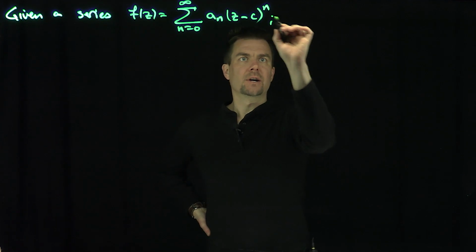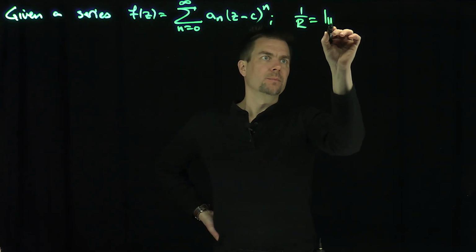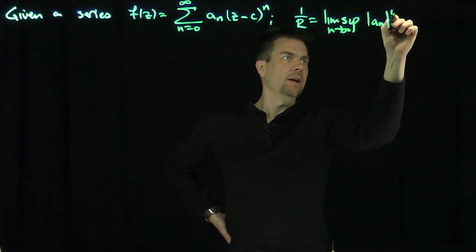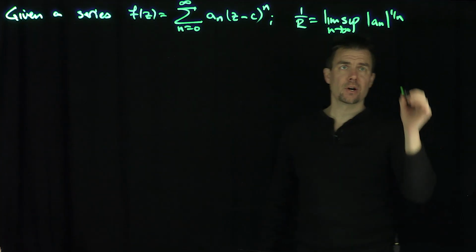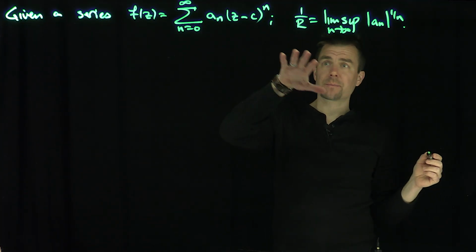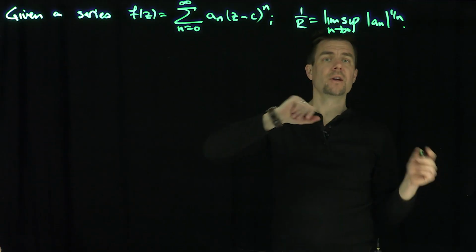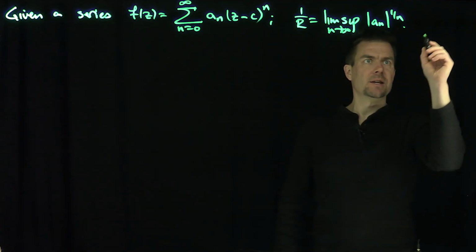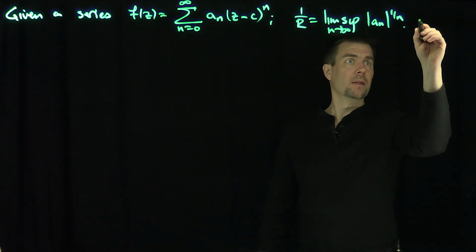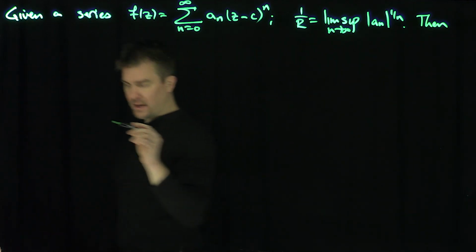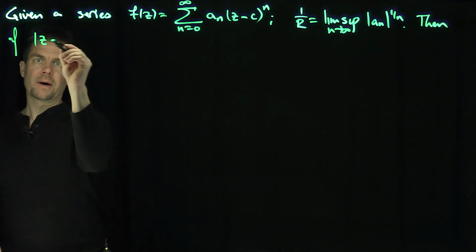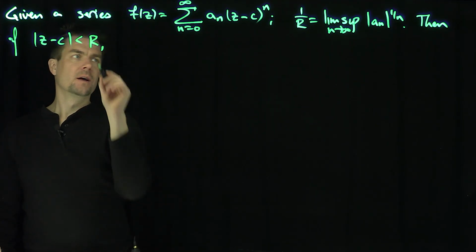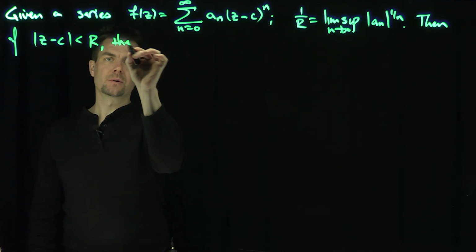And remember, we have this formula over here. We have 1 over r is equal to the lim sup, as n tends to infinity, of the modulus of these coefficients a_n to the 1 over n, right? And we know from a previous video that r can be between 0 and infinity inclusive. Let's just assume the finite case, the infinite case is even easier. So in other words, if modulus of z minus c is strictly less than r, then the series converges absolutely.